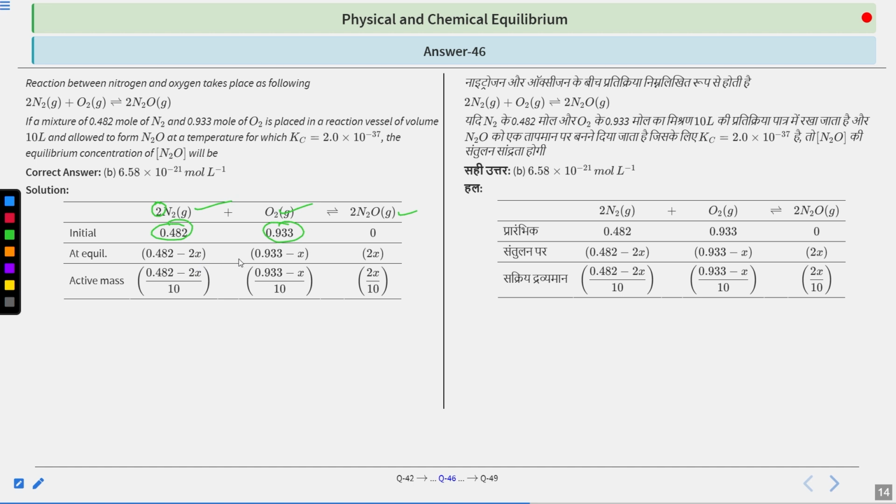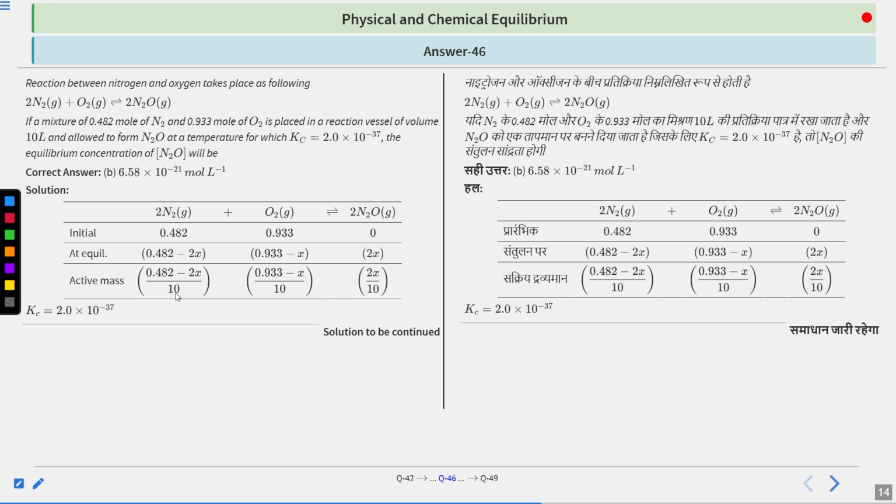Similarly, this will be 0.933 minus x, which will give us 2x moles of N2O. Now what is the active mass? So this thing will be divided by the volume, that will give you the active mass, which is number of moles by volume.